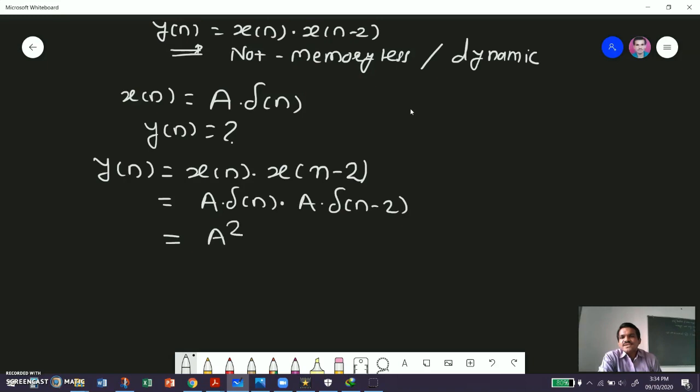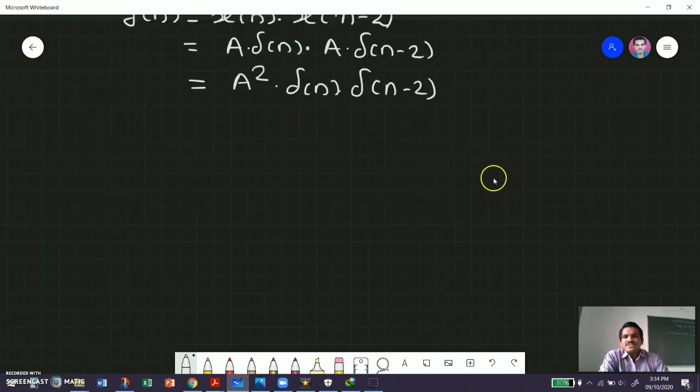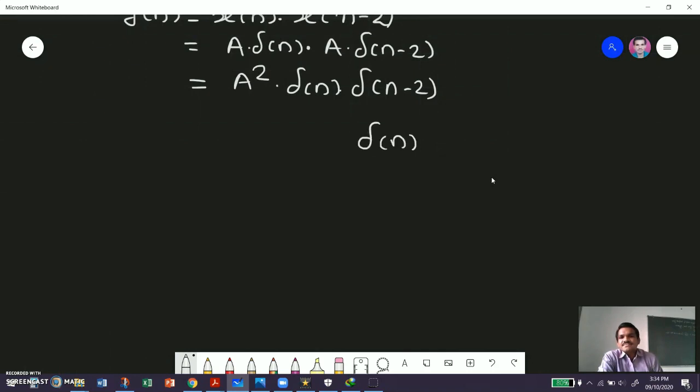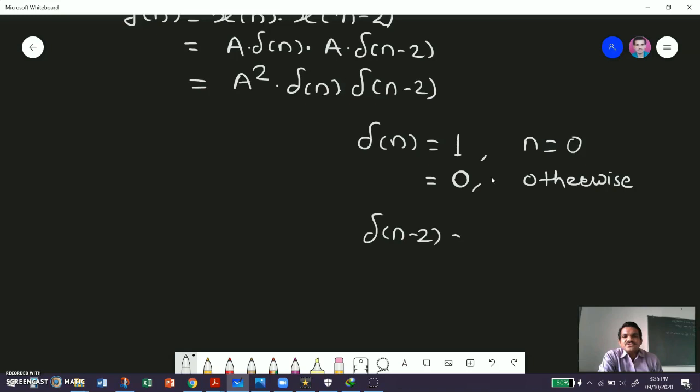That equals a square into delta n into delta n minus 2. What is delta n? Delta n is the unit impulse, and its value is 1 for n equals 0 and 0 otherwise. This is the standard definition of delta n. And what is delta n minus 2, the sample delayed by 2? Its value is 1 for n equals 2, and 0 otherwise.